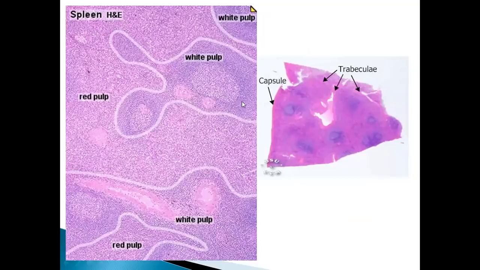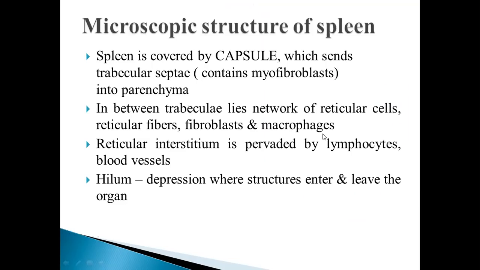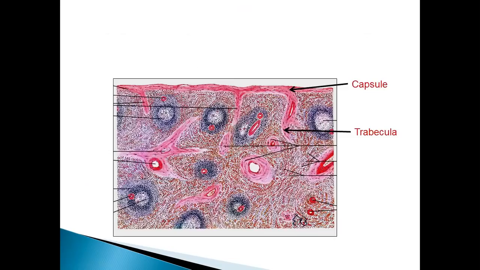If you see a histological slide, you will see an appearance like this, surrounded by a capsule, and within that you will see two important areas known as white pulp and red pulp. We'll see what these areas are. As in other organs, it is covered by a capsule, which sends trabeculae inside, dividing the tissue into various areas. In between the trabeculae, there is a network of reticular cells and fibers, forming the meshwork or framework of the lymphoid tissue. Near the hilum, there is a depression where structures enter or leave the organ.